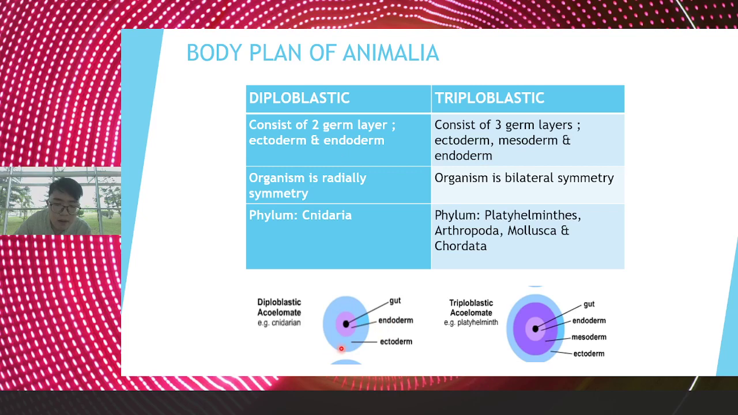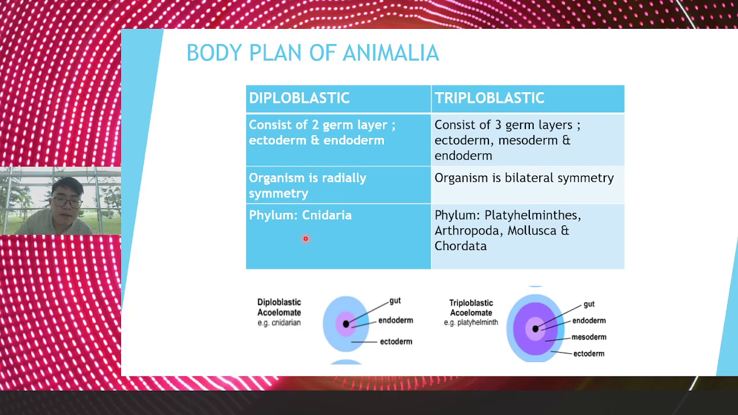So like this, it has only endoderm and ectoderm. It does not contain mesoderm. For diploblastic, the organism is radially symmetric. For triploblastic, the organism is bilaterally symmetric. What are these? Radially symmetric and bilaterally symmetric. Later I will discuss it.